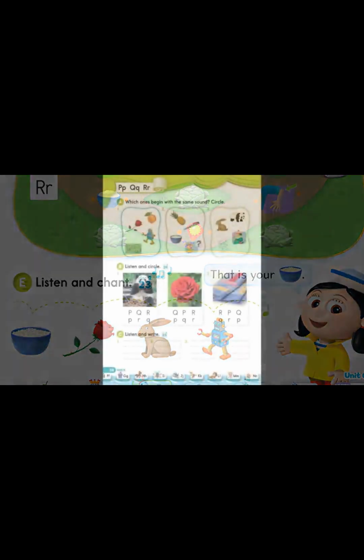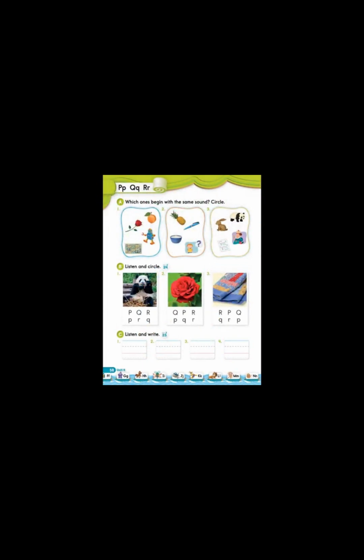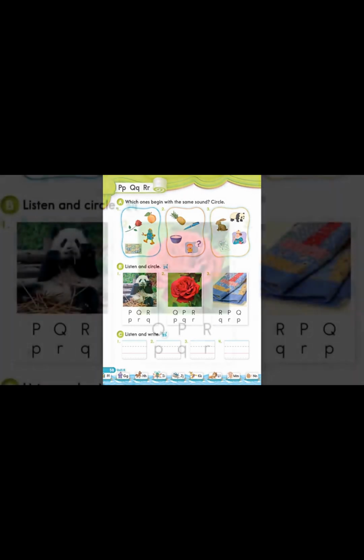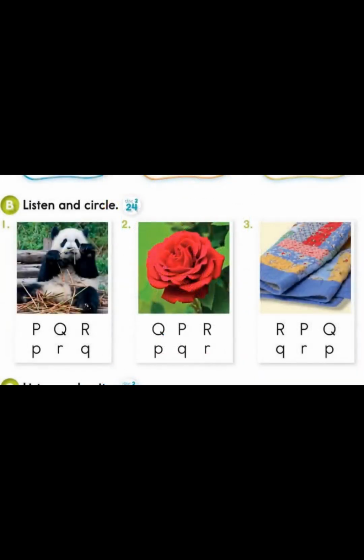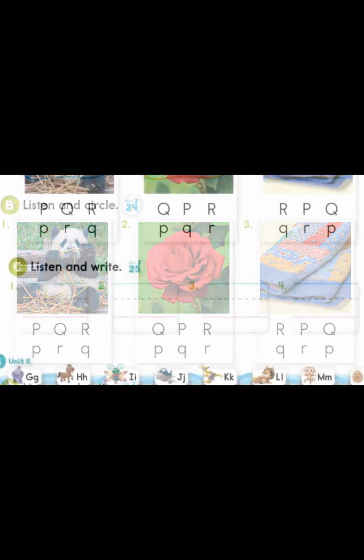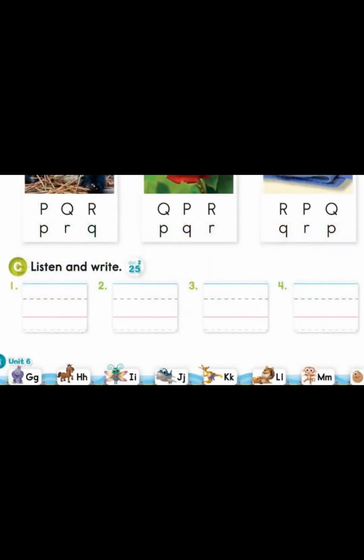Page 58. The letters P, Q, R. B. Listen and circle. 1. Panda. 2. Rose. 3. Quilt.